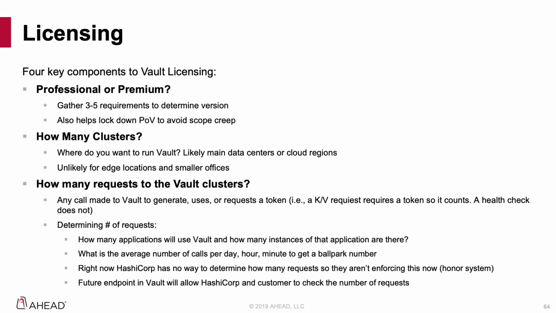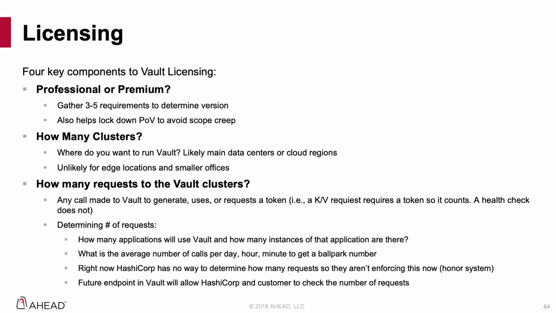HashiCorp does have a couple sizing tools. One's an Excel sheet, one's online. As far as I know, we don't have access to the one online. It's basically just a couple slide bars, and it does the math for you, but we can easily do the math. Determine how many applications will use Vault, and how many instances of that application there are. If an application is accessing Vault 10 times an hour, but there are 10 instances of it, you do the math and figure out the requests there.